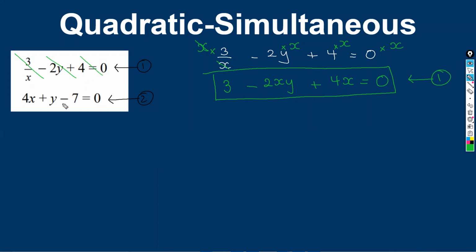And look at equation 2. It's so easy to make y the subject. And to make y the subject, you just have to throw across what? The minus 7 to get positive 7 and the positive 4x to get minus 4x. So this is a really easy equation 3. Go to this equation now, and wherever you see the letter y, throw him away, and in brackets, replace it with 7 minus 4x. And when you simplify that, you will get a quadratic.